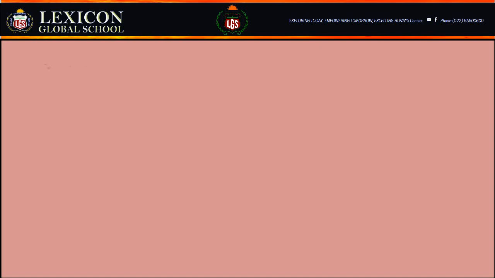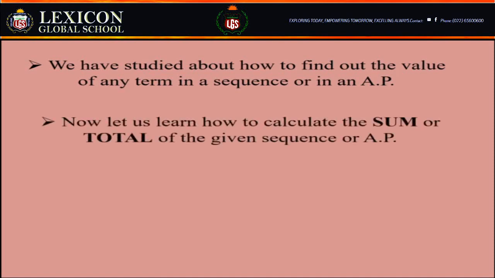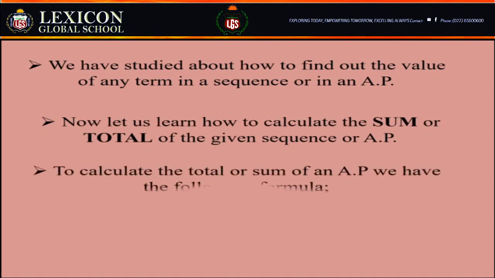So class, we have studied how to find the value of any term in a sequence or an AP by using the formula of Tn. In today's class, we are going to study how to calculate the sum or the total of a given sequence of an AP. And to calculate the sum or the total, we have a formula. The formula is Sn is equal to n upon 2 [2a plus (n minus 1)d], where S means the total and the rest of the terms you are aware of.